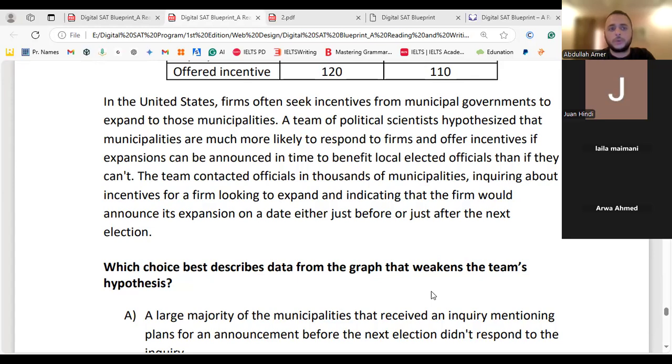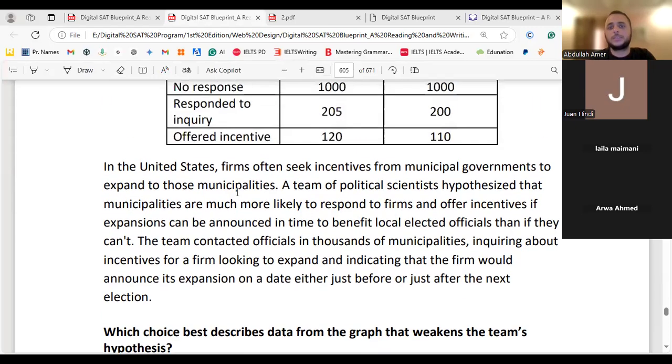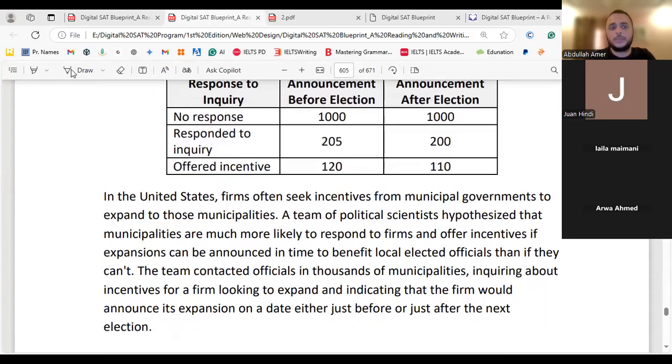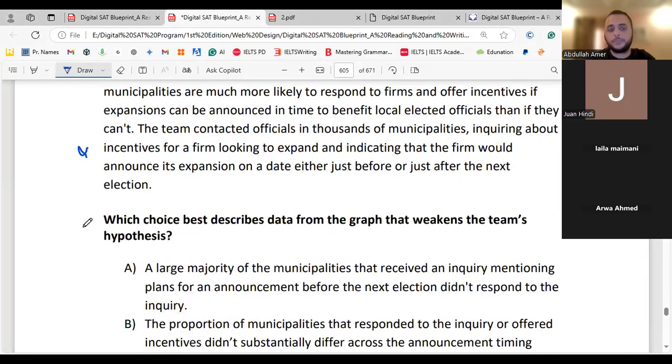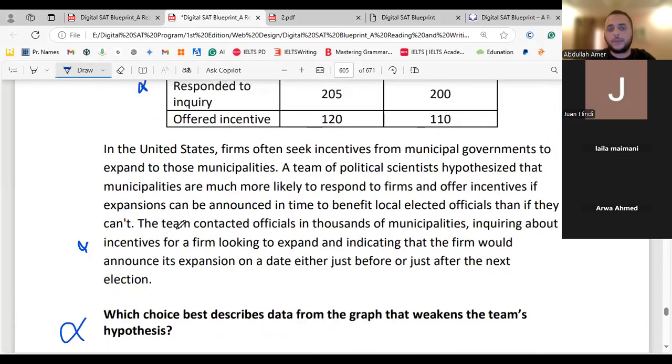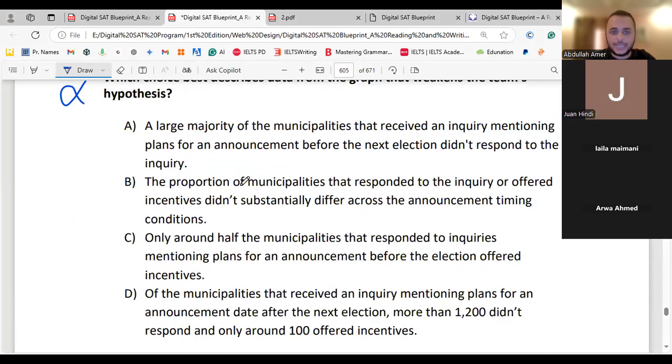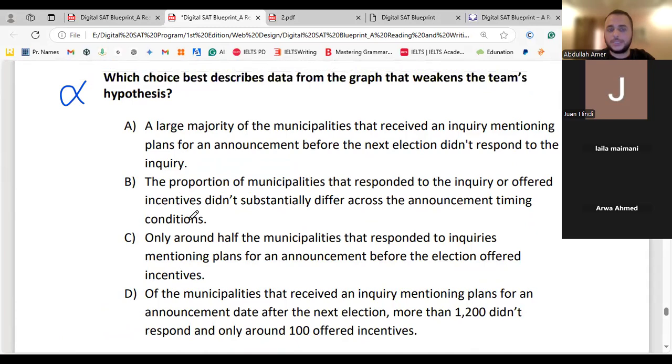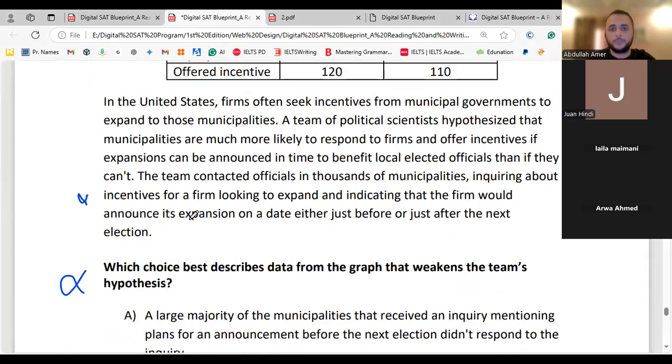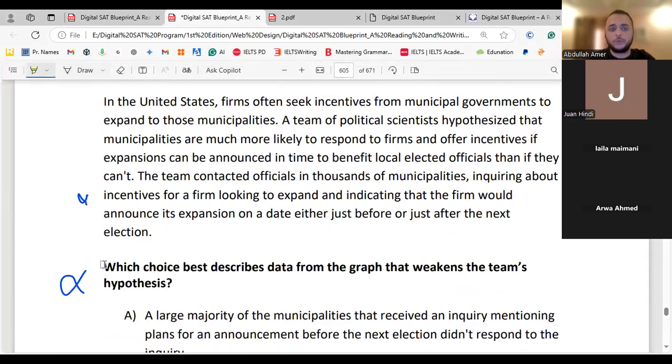Okay, thank you. So the point here, guys, is we need to understand the relationship between the graph, the text, and the question. So we have 3 parts here, and the last part we need to look at is the choices. The choices are not important at all. This shouldn't be your starting point. At the beginning, I need to read the question and understand it. The question here says, which choice best describes data from the graph that weakens the team's hypothesis?